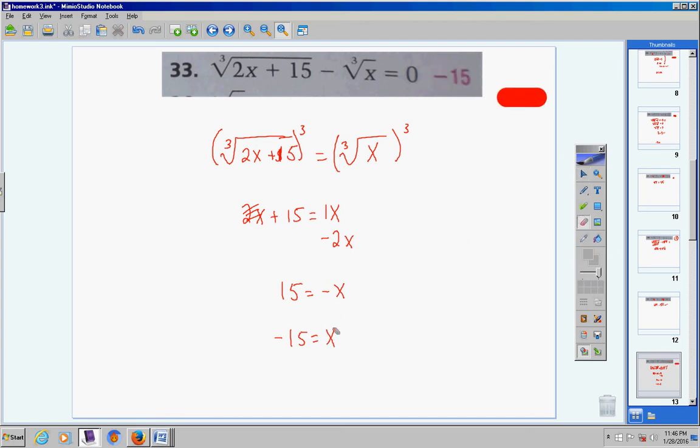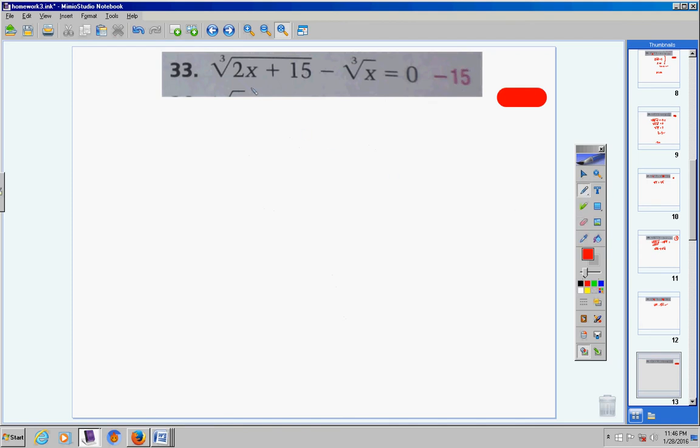Now let's check it and make sure it works. So I'll put a negative 15 here and a negative 15 here. Now, if you're thinking, oh wait, right away it fails, we have a negative radicand. Remember, when your index is odd, you're allowed to have a negative radicand. When it's even, you can't. So 2 times negative 15, this whole thing here becomes negative 30. Negative 30 plus 15 is negative 15, so I have the cube root of negative 15 minus the cube root of negative 15.